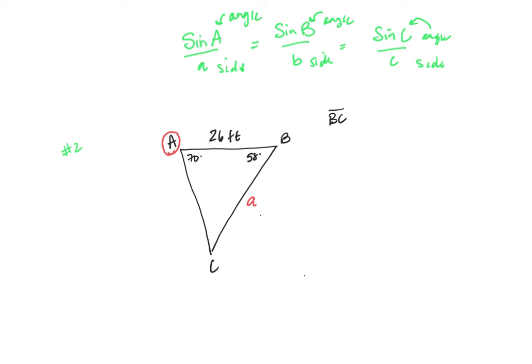So for example, I have A, so the opposite side would be the little a. So I could say the sine of 70 over side A, because that's what I'm looking for. I'm trying to find side BC. I'm looking for this side. That's why I chose this one.